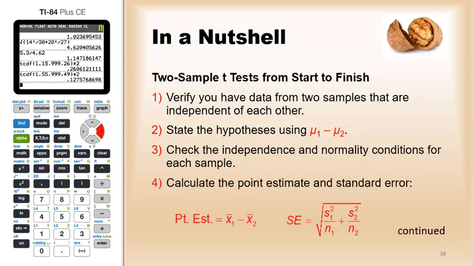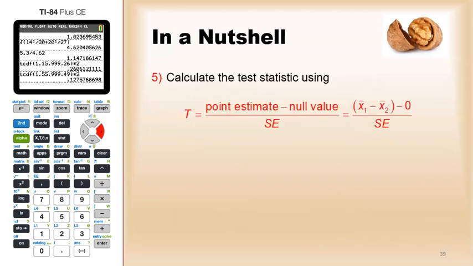Calculate the point estimate and standard error. The point estimate is the difference of the two sample means. Standard error is the square root of the first sample standard deviation squared over that sample size, plus the second standard deviation squared over that sample size. From there, test statistic: point estimate minus null value over standard error, which in this case is x1 bar minus x2 bar. The minus 0 you can keep or take away. It doesn't add anything. But then divide by the standard error.